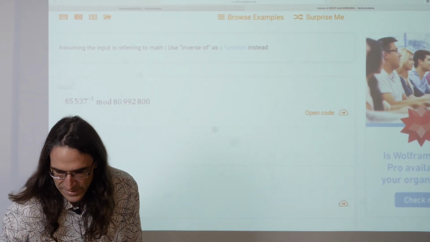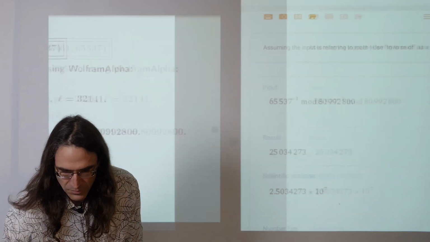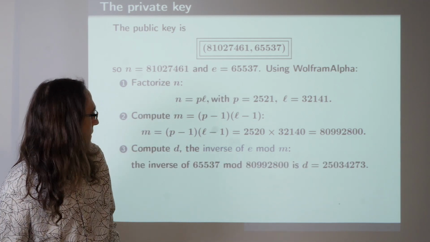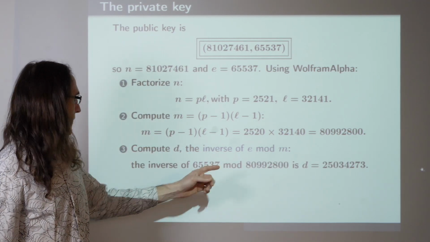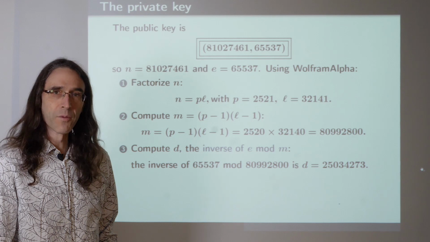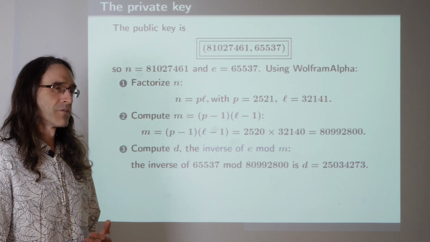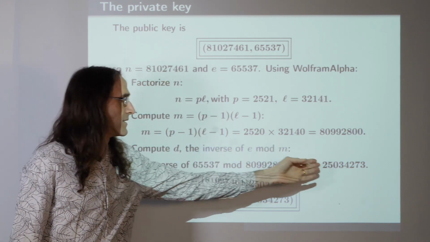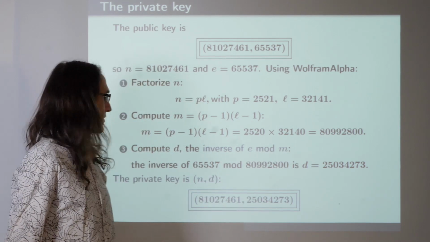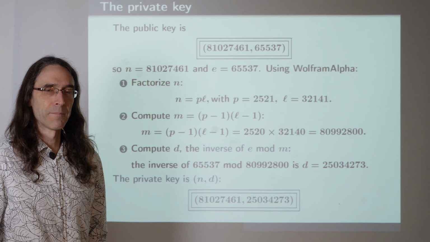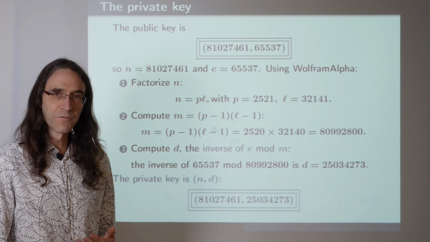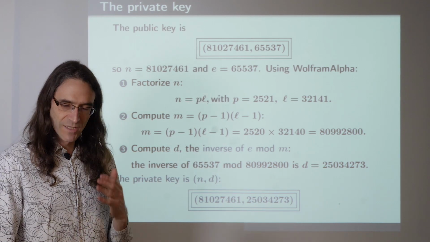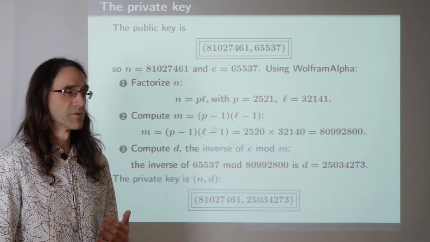Okay, so we go back, that's our number, which is this number called the inverse, and so here we have it, this is our d, and now the private key is just the pair of numbers, the same n that we had at the beginning, and this new number d that we've just computed. So there they are, n and d. Okay, so now that we've found the private key, decryption is just the same process as encryption.